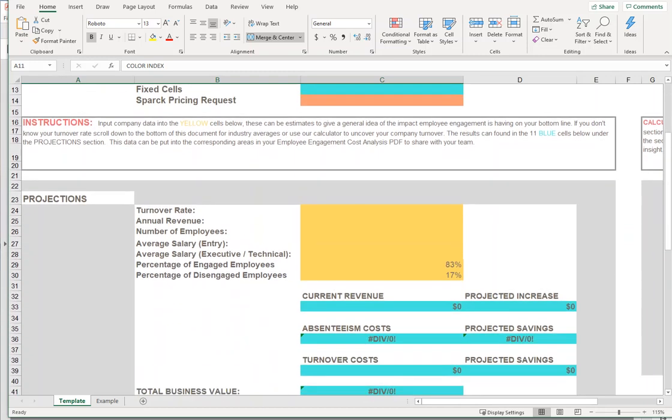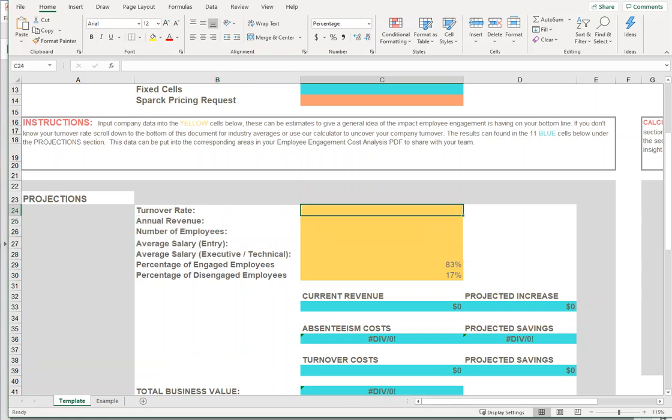Now here are the yellow cells. We really only need a few pieces of information to calculate your cost analysis results. You'll need the turnover rate, annual revenue, number of employees, and average salary. We recommend providing average salaries for both entry-level and executive-level positions because there are different costs associated with each when it comes to turnover. But if you only have one average salary, you can input that number in both fields and still get great data.